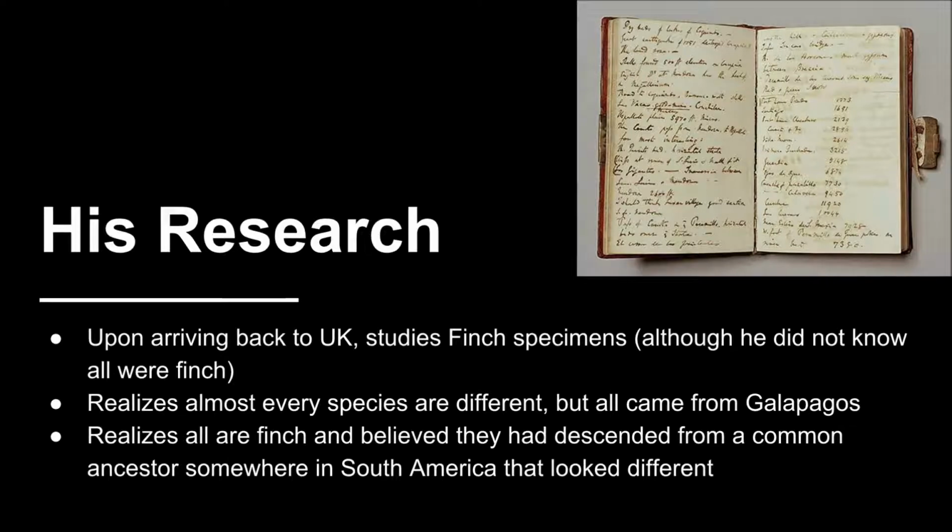Upon arriving back in the United Kingdom, Charles Darwin studied his finch specimens, although he did not know that they were all finches. He realized almost every species was different, but they all came from the Galapagos, which means each island requires a certain adaptation. He also realized that they're all finches and believed they descended from a common ancestor somewhere in South America that looked different.